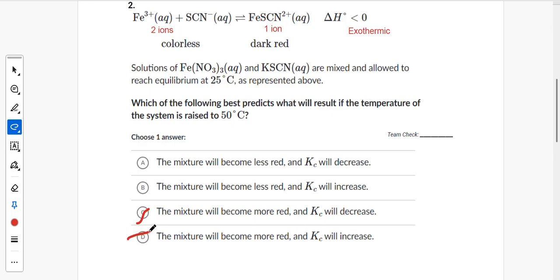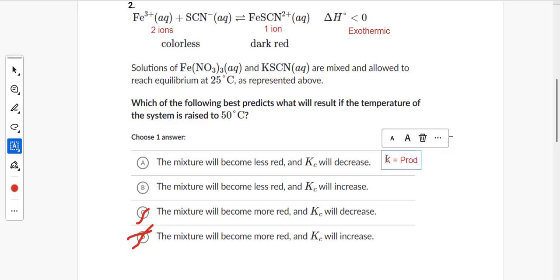Wow, my mouse lines are pretty rough here. There we go. That's A or B. Now we need to think about our equilibrium constant. Is it going to decrease or is it going to increase? As it shifts to the left, it's going to make more reactants. And if I type in, it reminds us what our K is equal to.